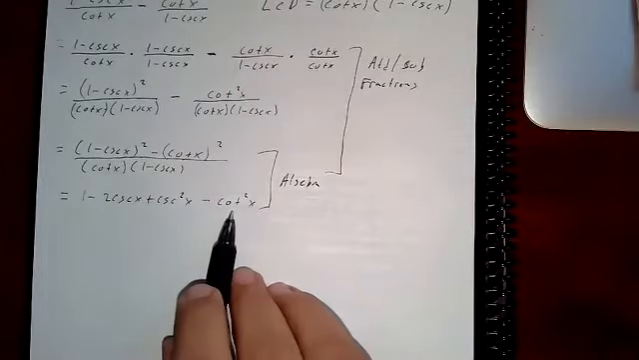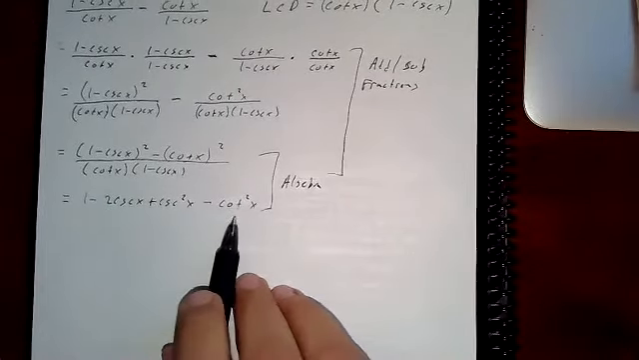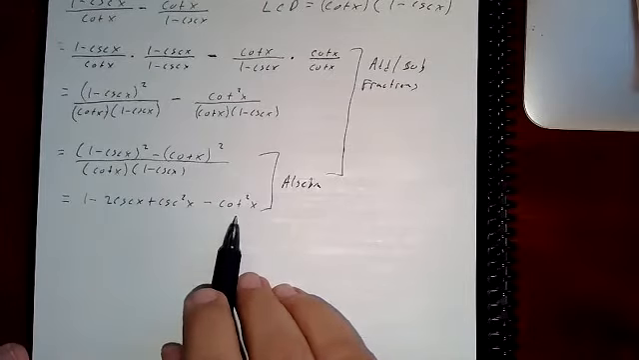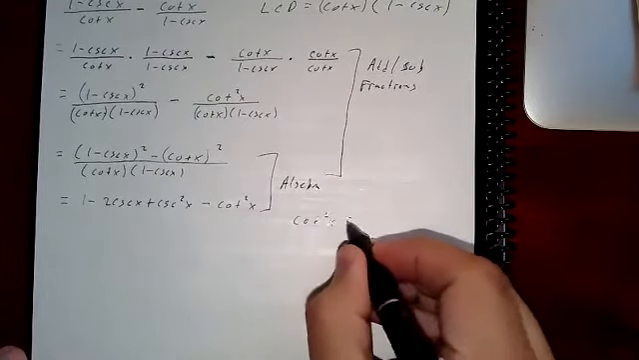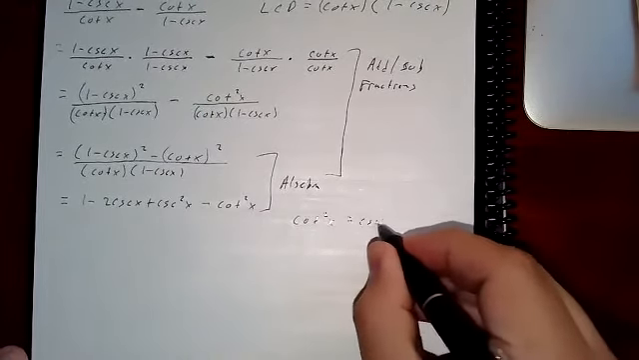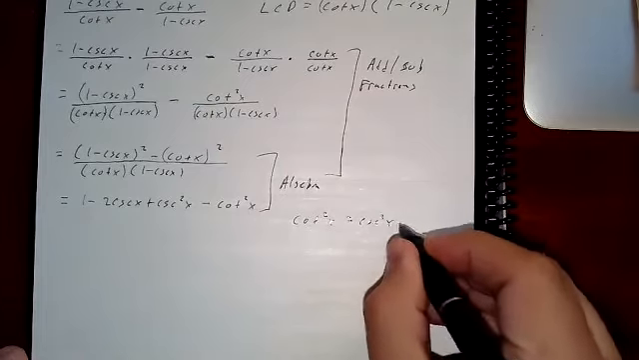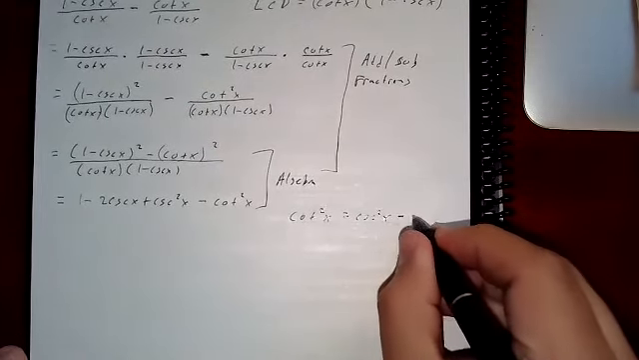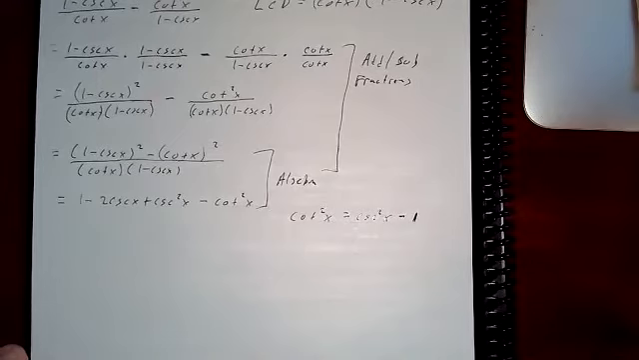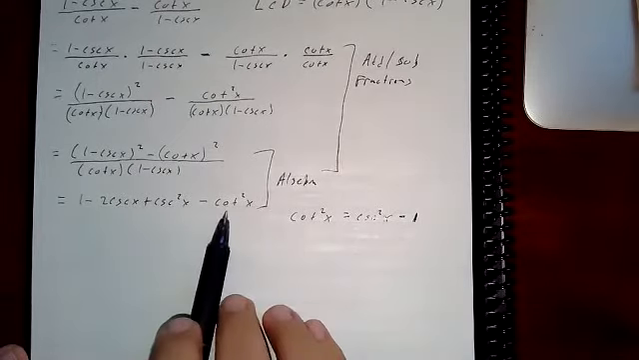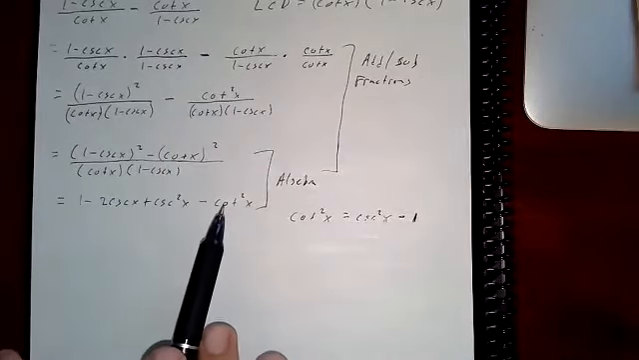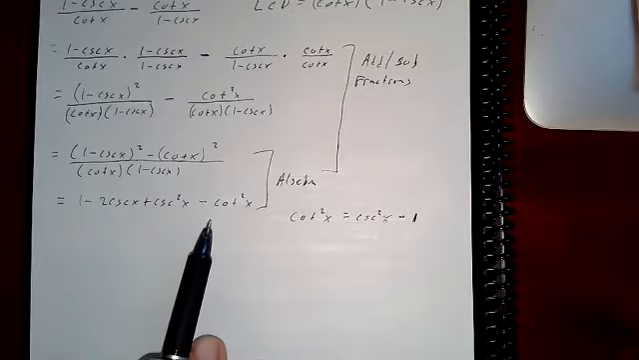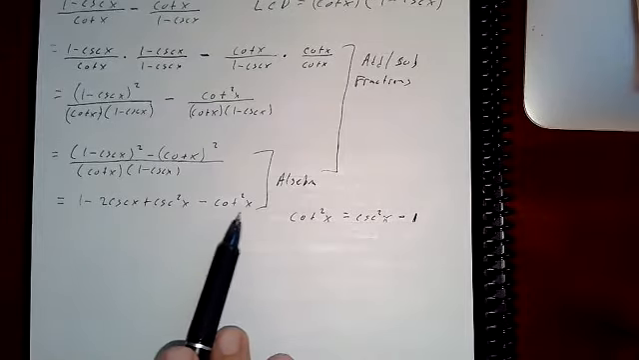Now cotangent squared, there's a Pythagorean identity for cotangent, right? Using the Pythagorean, cotangent squared is equal to cosecant squared x minus 1. So I'm going to replace this guy with this because I see a bunch of cosecants, right? So it's probably better to have everything in terms of cosecant. That's my strategy.